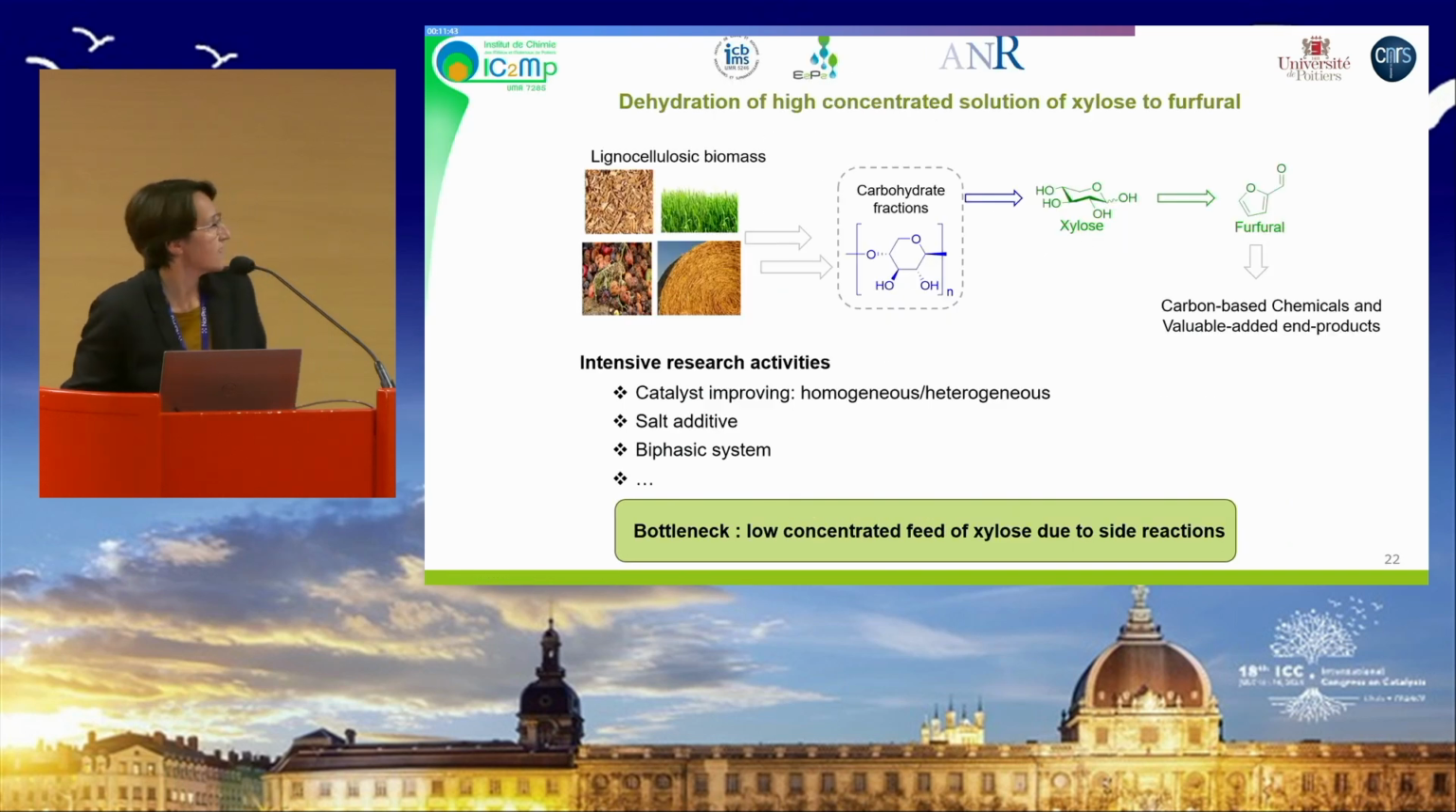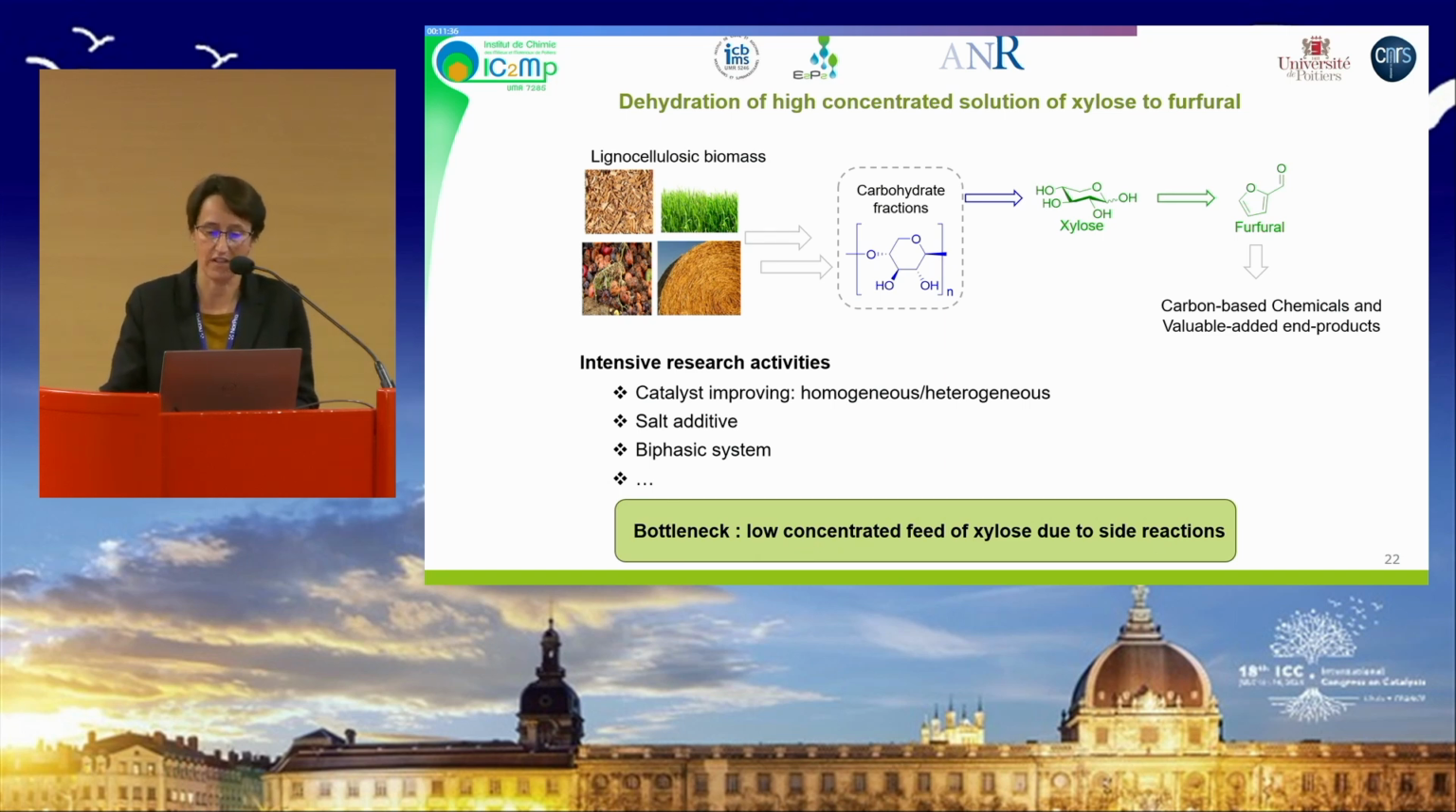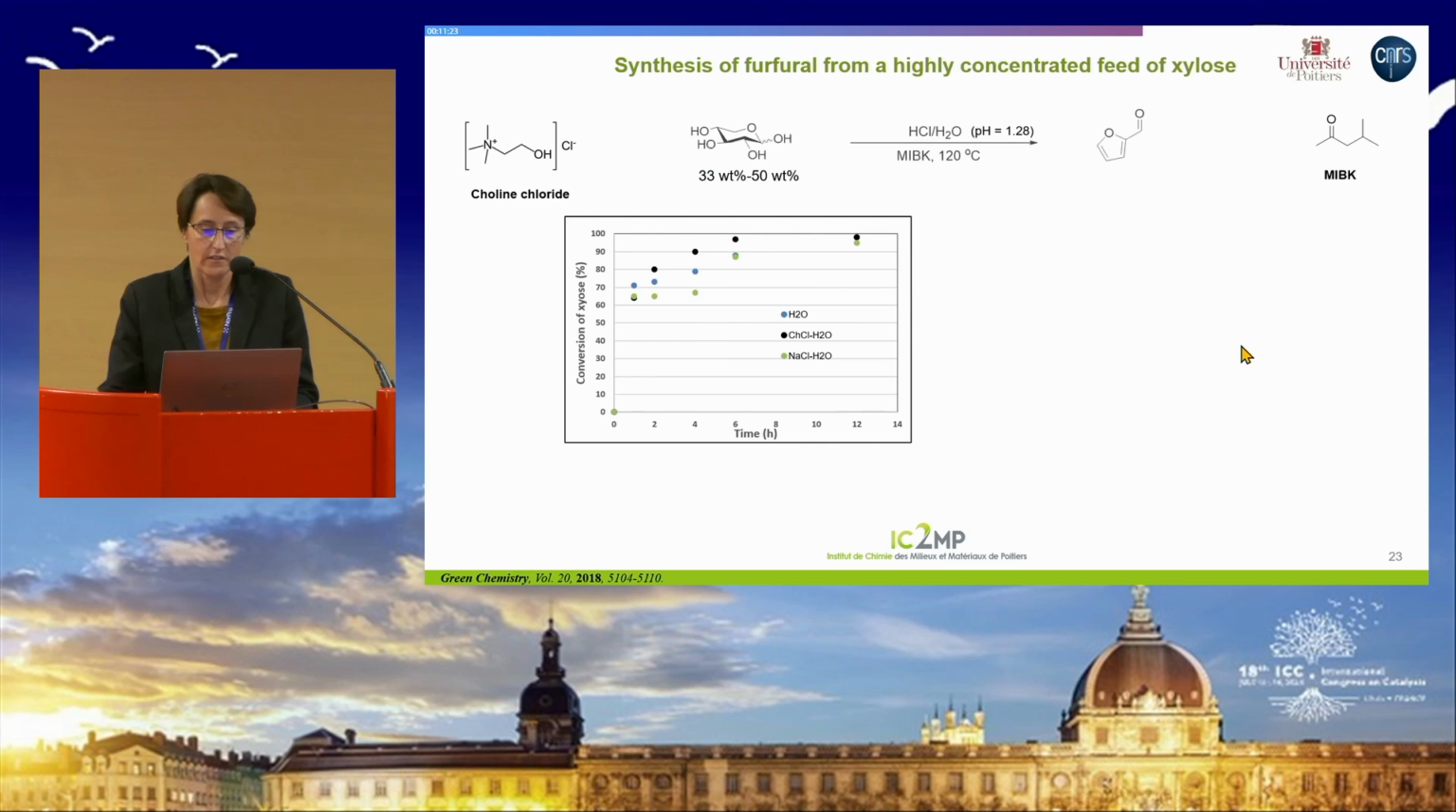So, two last examples, and I will finish with the xylose part, because we were with C6 sugar, and now we will go to C5 sugar. So hemicellulose, xylose: you do the dehydration, always in presence of an acid, to furfural, and always the same idea, to use a highly concentrated feed of xylose. So we have done that.